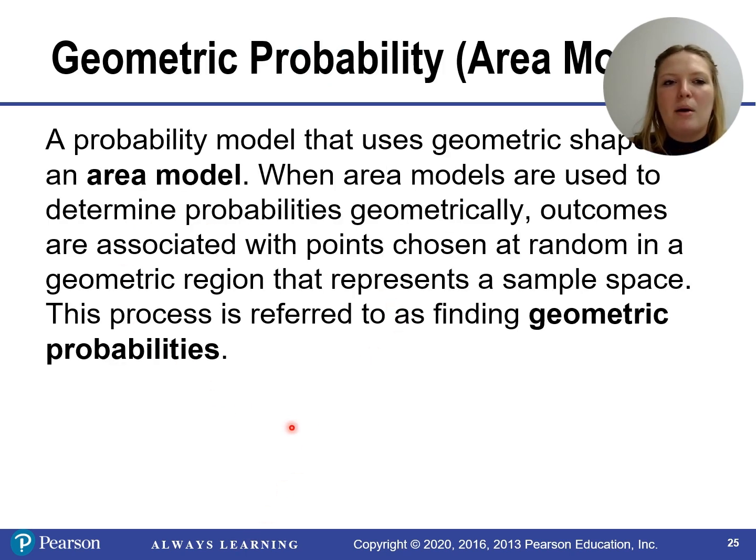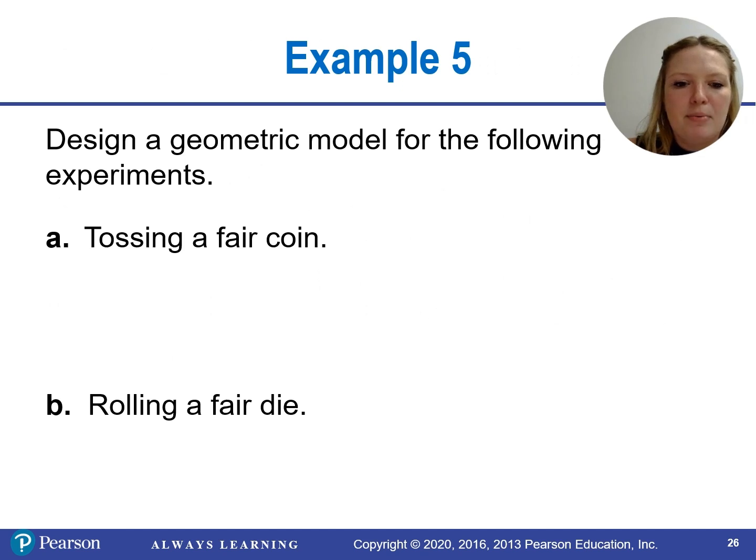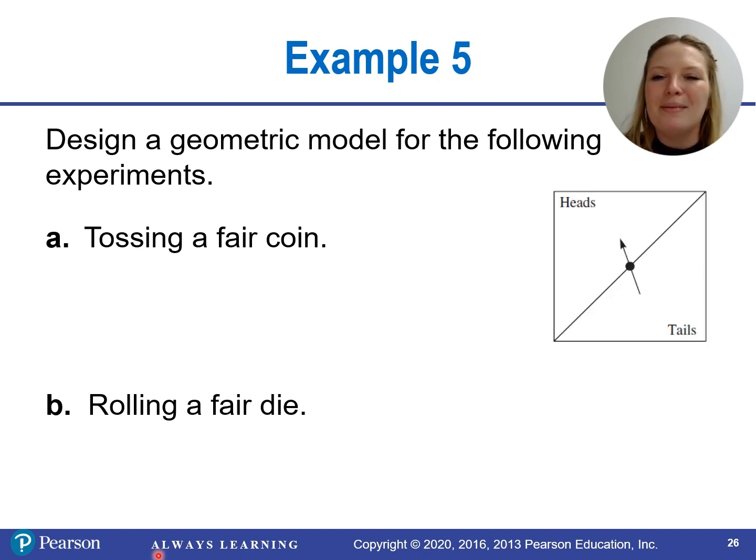We can also think about probability geometrically. We can use an area model, and we can have areas proportionate to the probability of an event. So if we think about, for example, a geometric model for an experiment of tossing a fair coin, we could just draw a square and make sure it is split in half. An easy way to do this is to draw the diagonal. So this would geometrically represent the probability of tossing a fair coin.